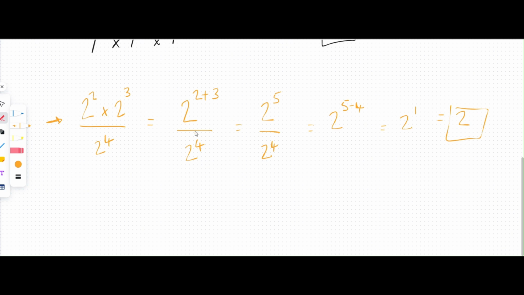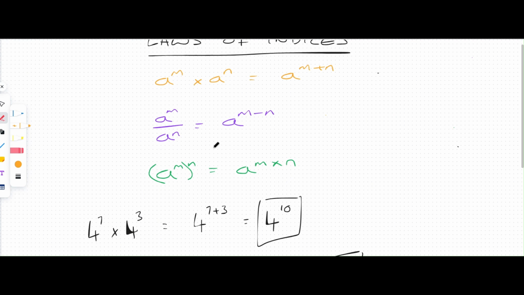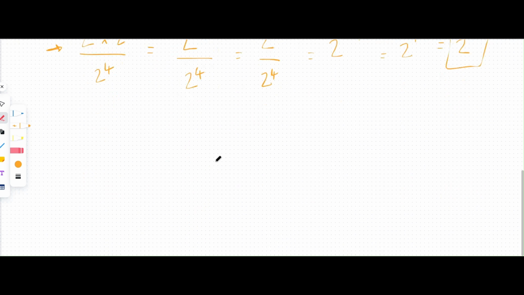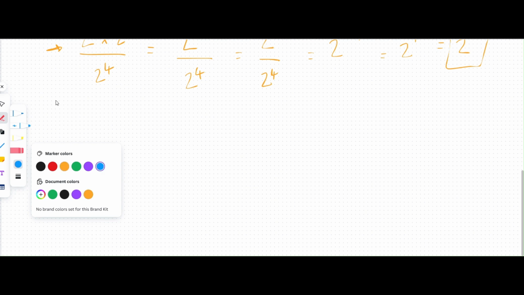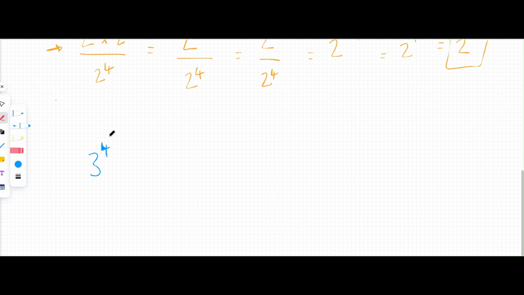So that's using two laws, really. We've done the division one and the times one. We'll use the last one now, just for a bit of fun. Different color pen, so the blue one. We'll combine a lot now. So we'll do 3 to the power 4, and we'll cube all of that, and then we'll do 3 to the power 4 down here, and we'll square that.